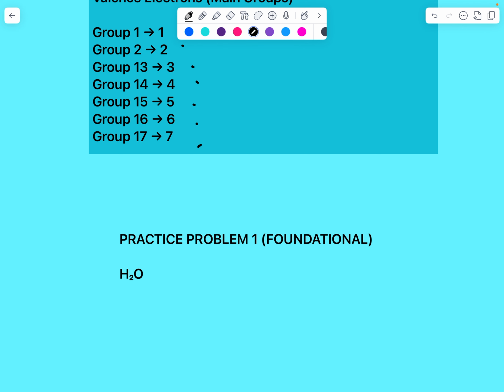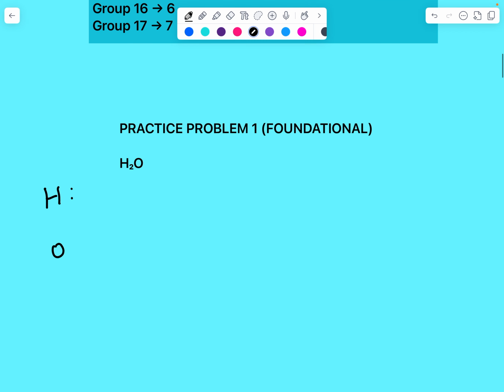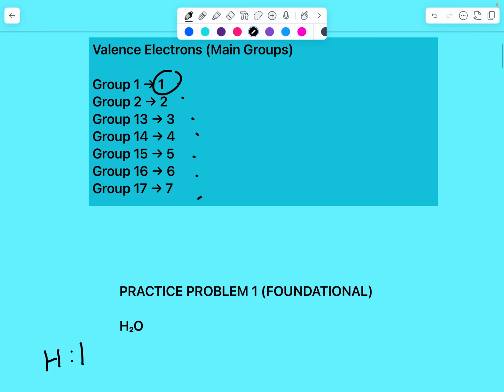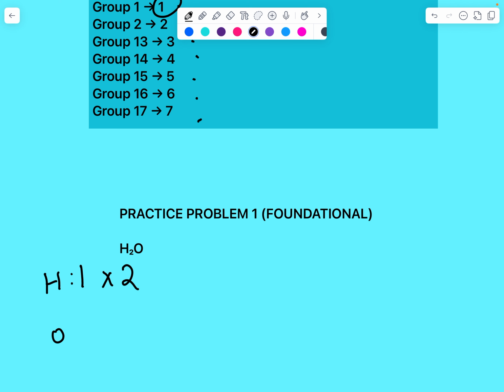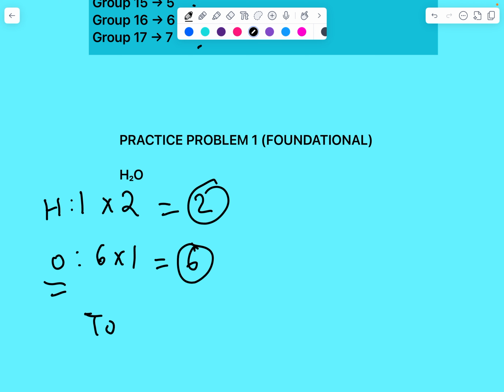We got H₂O, and it says draw the Lewis structure for H₂O. So let's break down each element into what we have. We got H and an O. You know H is in group 1 on the periodic table, right? So there's 1, times 2 hydrogens equals 2. And then O is in group 16, so 6. You can say times 1 if you want. There's only one O. I'm going to add these two numbers to get the total. What's 6 plus 2? 8. So we got 8 electrons.